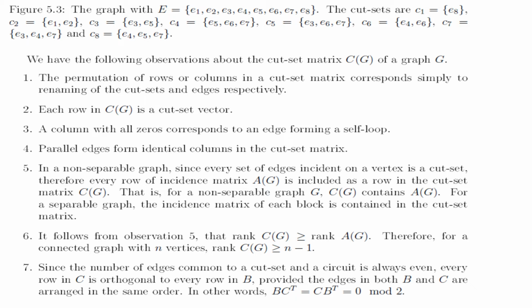Sixth property, it follows from observation 5 that rank of C of G is greater than or equal to rank of A of G. Therefore, for a connected graph with n vertices, rank of C of G is greater than or equal to n minus 1. Seventh property, since the number of edges common to a cut set and a circuit is always even, every row in C is orthogonal to every row in B, provided the edges in both B and C are arranged in the same order. In other words, B times C transpose is equal to C times B transpose, which is congruent to 0 mod 2.